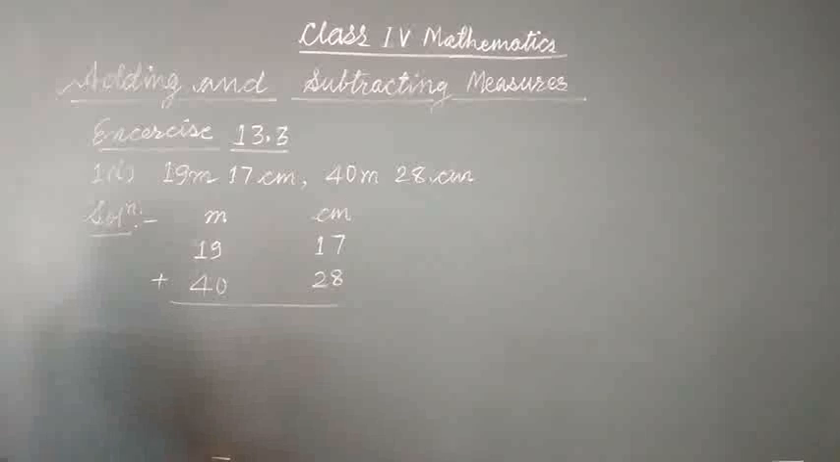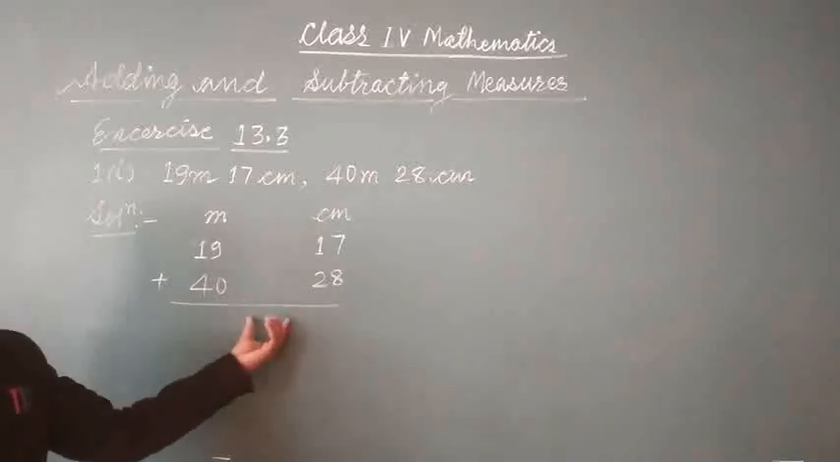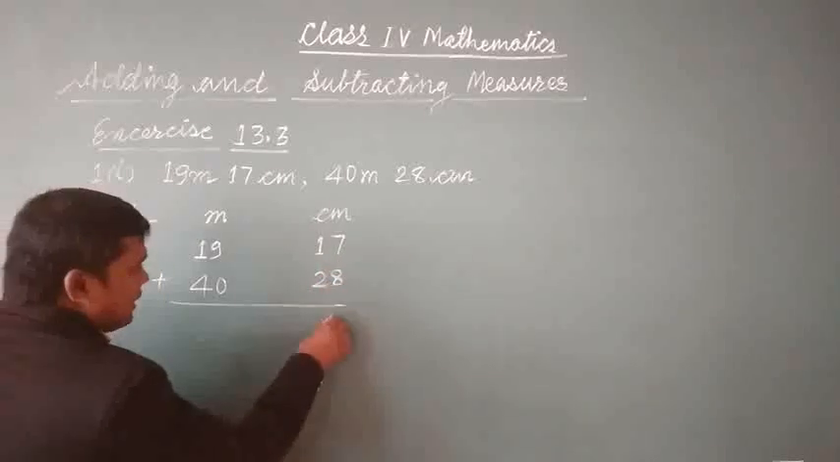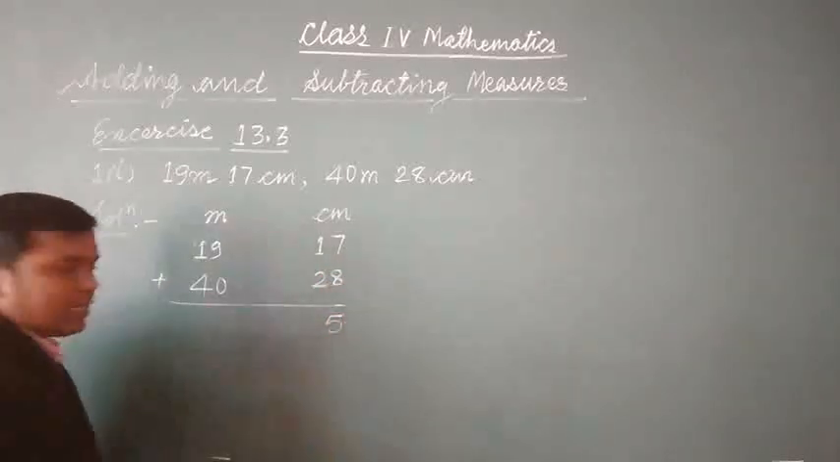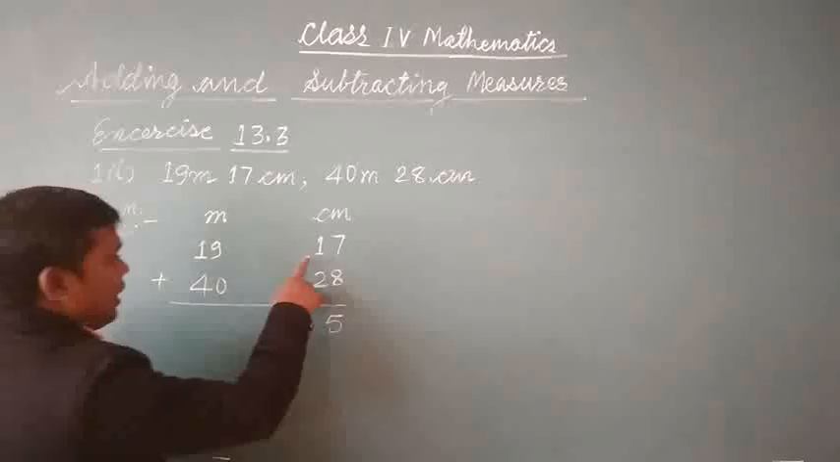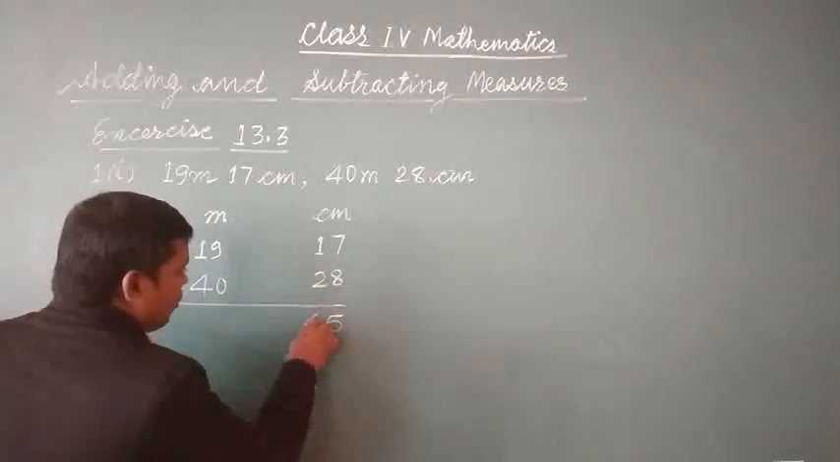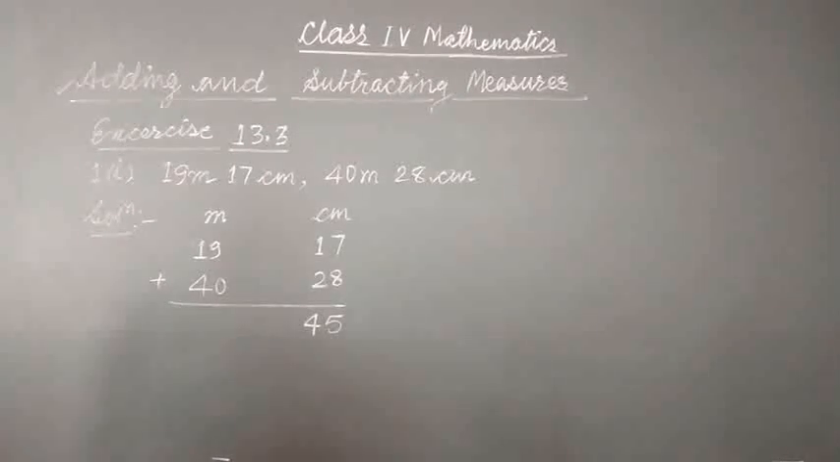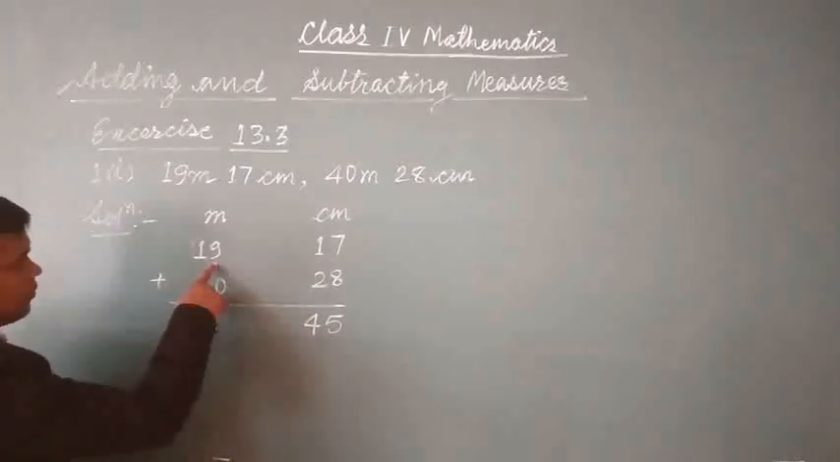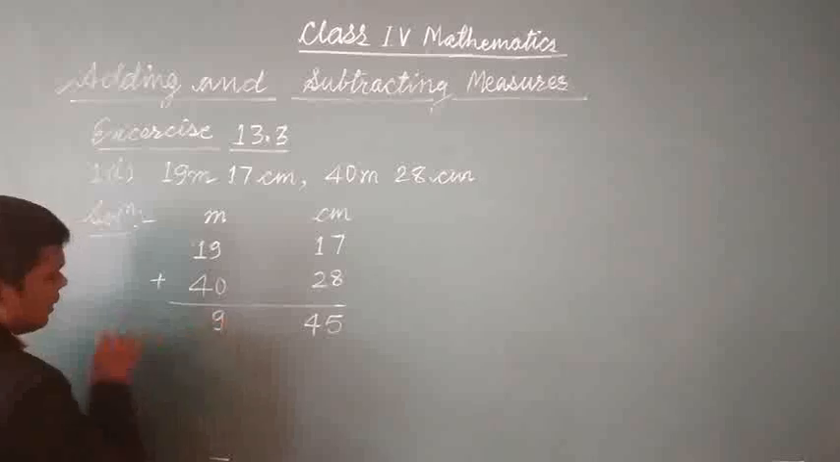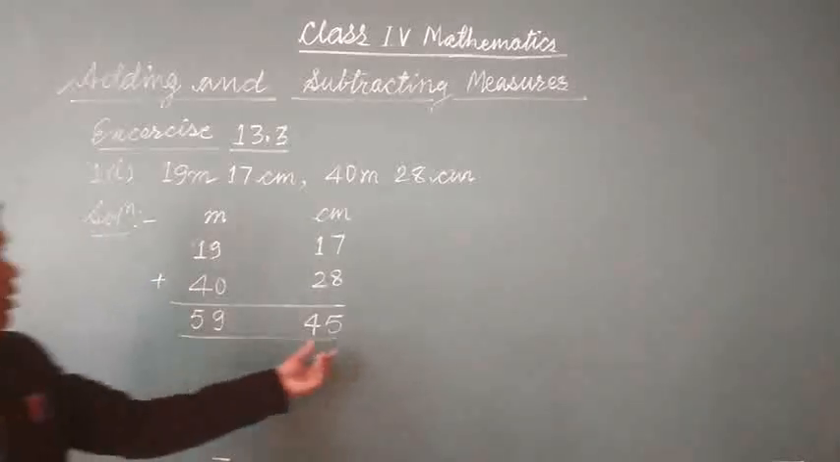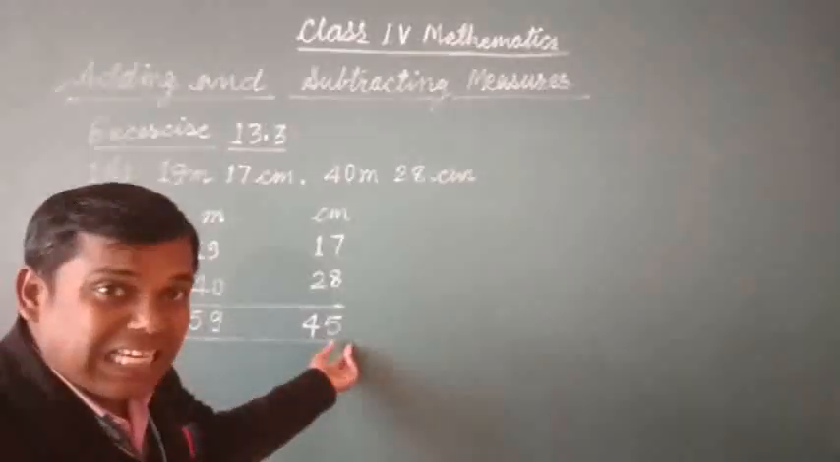Now we have to add. So simply I have written here the plus sign, and now we will add 7 plus 8, 15, 5, carry 1, 1 plus 1, 2 and 2, 4. Now 9 plus 0, 9 and 1 plus 4, 5. So it will be 59 meter, 45 centimeter.